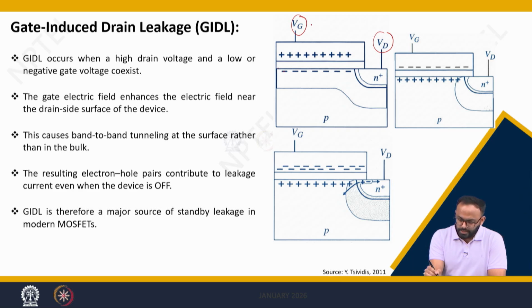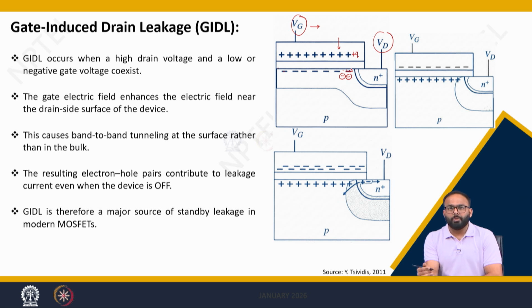Now, let us consider you apply a positive voltage at the gate. Because of this, for a positive charge Q, there will be a negative charge present in the channel. Similarly, when you increase VGB or VGS, it will deplete the surface and then cause inversion.